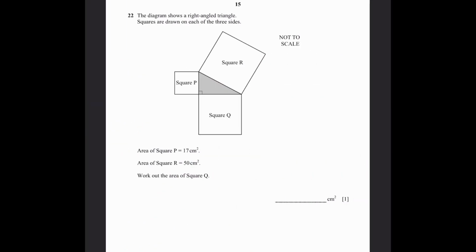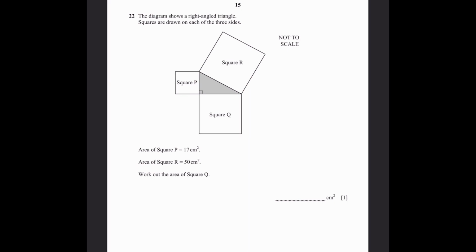Question 22. The diagram shows a right-angled triangle. Squares are drawn on each of the 3 sides. The area of square P is 17 cm², and the area of square R is 50 cm². What is the area of square Q? So we know the areas of square P and square R.